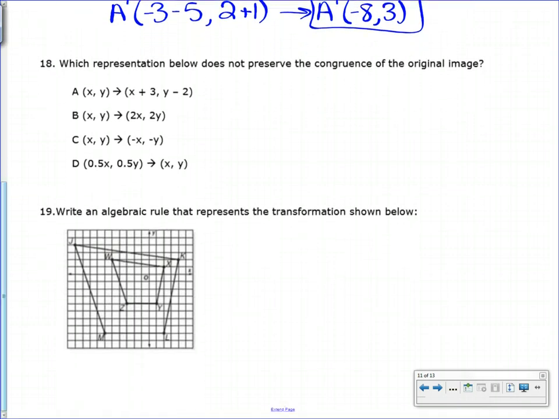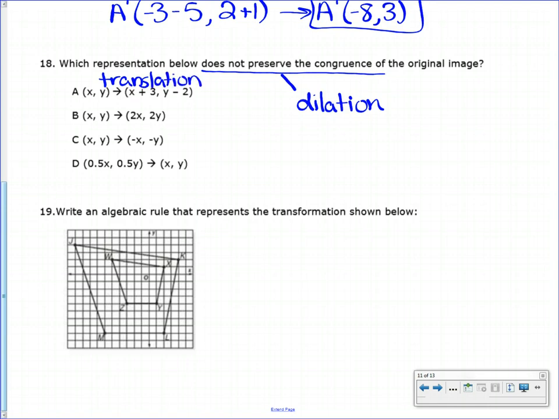Which representation below does not preserve congruence? So, does not preserve congruence means we're looking for a dilation. So, first, get rid of all of the rules that aren't a dilation. A here, that's a translation, plus or minus. So it's not A. Letter D, this rule is written backwards. So remember, all of your rules have to have the x, y first and then the arrow. So it's not letter D.